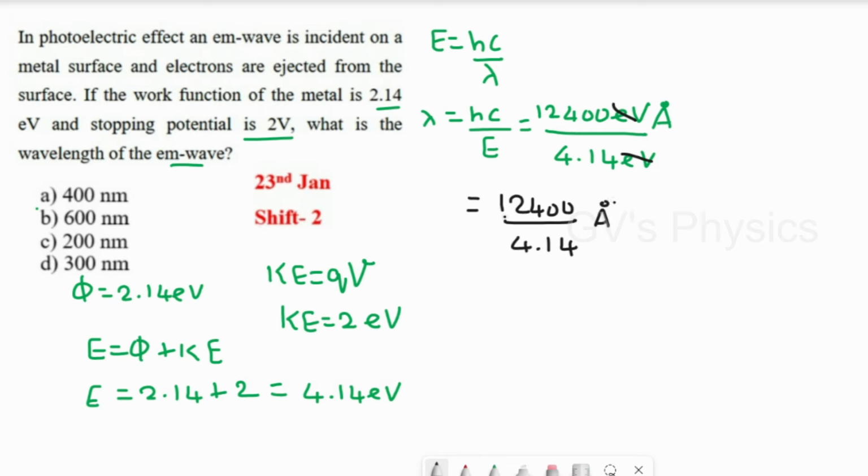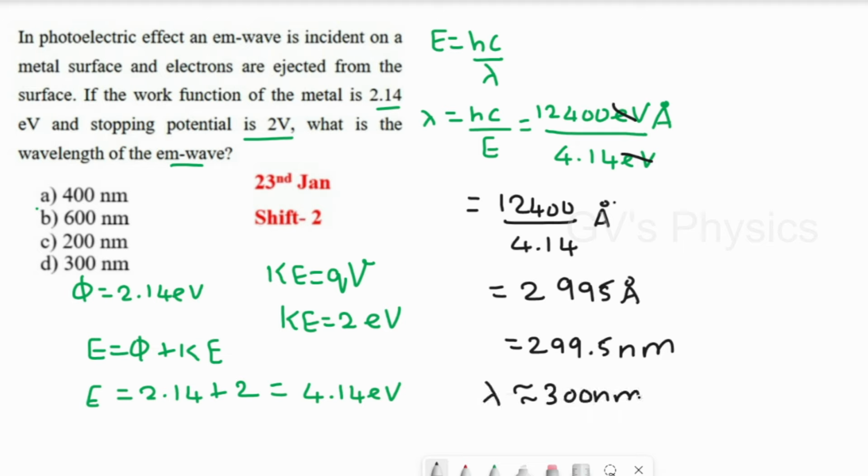If you calculate this value, you will get the answer as 2995 Angstrom, or else you can write it as 299.5 nanometer. The closest to the right answer is 300 nanometer. So approximately we can write the wavelength of the EM wave is 300 nanometer. So option D is the right answer.